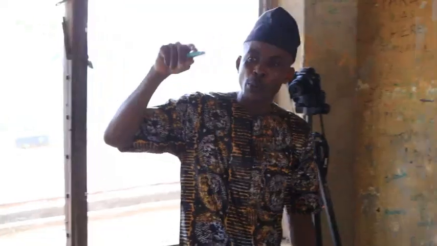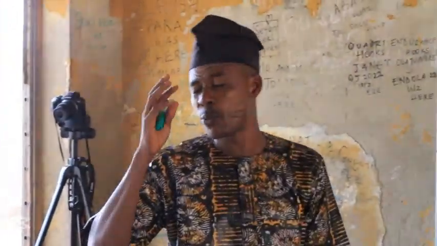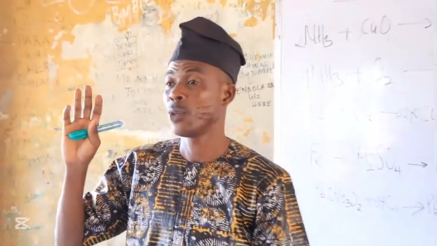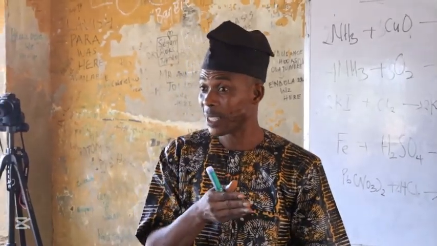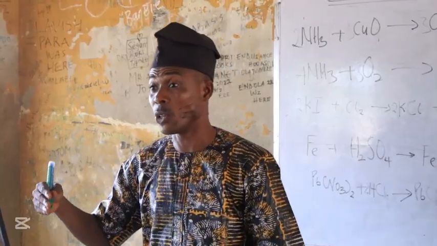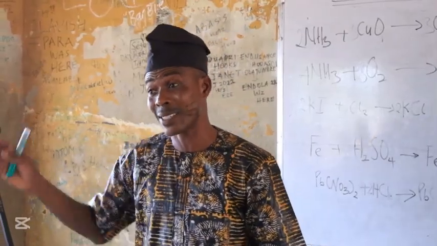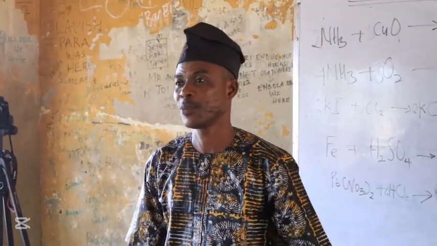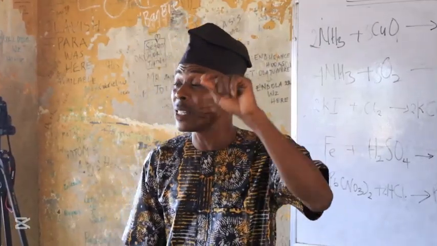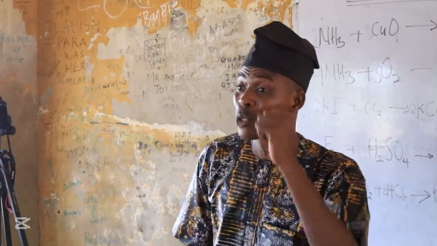Now, how do we purify bauxite? There are two stages involved in the extraction of aluminium: the purification stage and the electrolytic stage. Now, how do we purify bauxite? You have to heat the bauxite with concentrated sodium hydroxide.